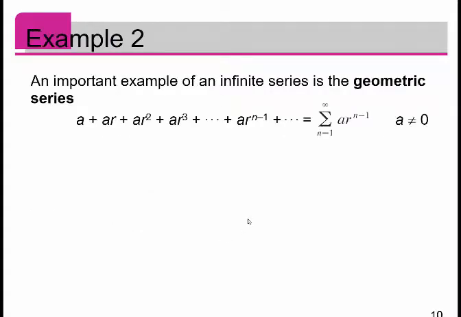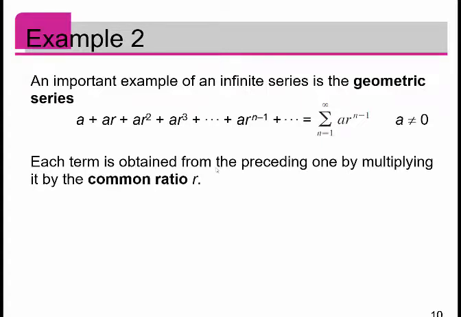All right, an important example of an infinite series is what we call a geometric series. A geometric series is a plus ar plus ar squared plus ar cubed, and so on. What you can see going on here is that we're multiplying each term by r, right? And so the nth term is just expressed as ar to the n minus 1, where a is not equal to 0. So it's just the sum starting at 1 to infinity.